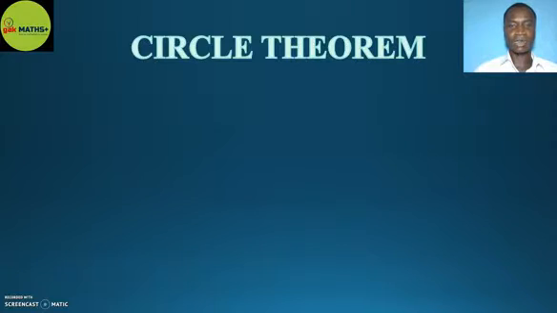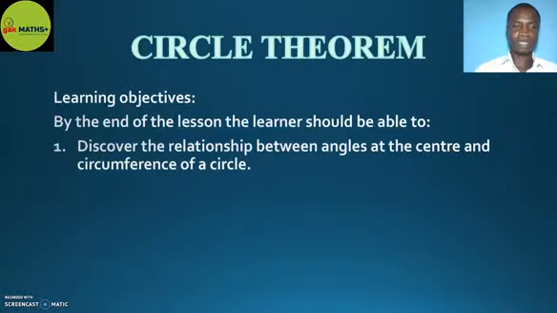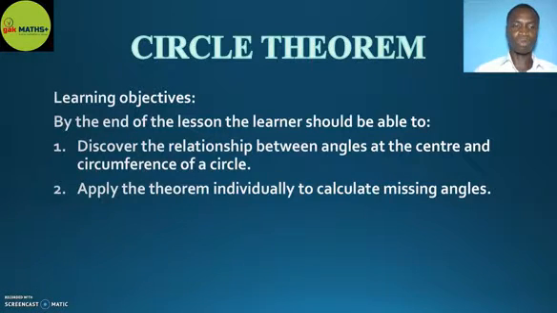The circle theorem is about calculating angles of inscribed figures in a circle. Our objective for this lesson is that you should be able to discover the relationship between angles at the center and the circumference of a circle. You should also be able to apply the theorem individually to calculate missing angles.